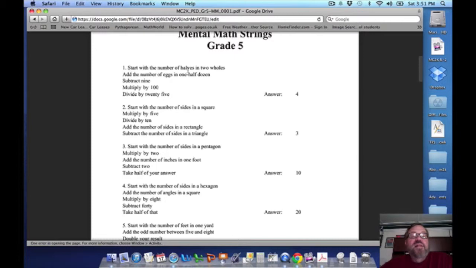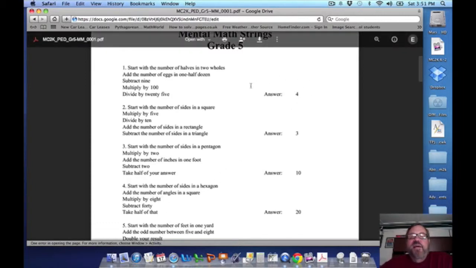And notice we're not giving the kids, in a lot of cases here, the numbers, like in this first command, start with the number of halves in 2 wholes. Even though the number's 4, there's not a 4 in here. The kids have to figure it out. And as you go on with the mental math strings, there will be more of that where the kids are having to determine the number from the vocabulary. But this is a nice challenge. It's a great way to end and wrap up math time.